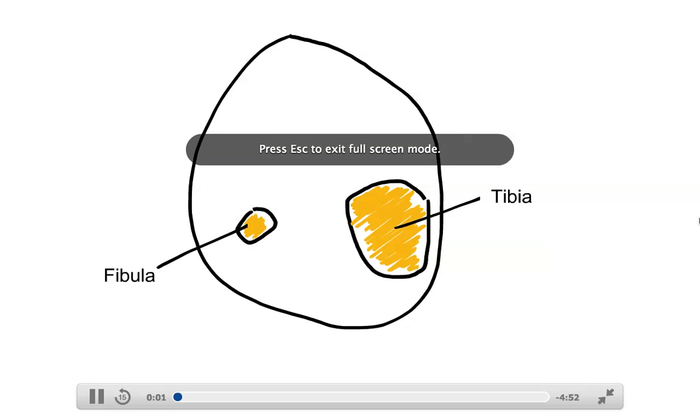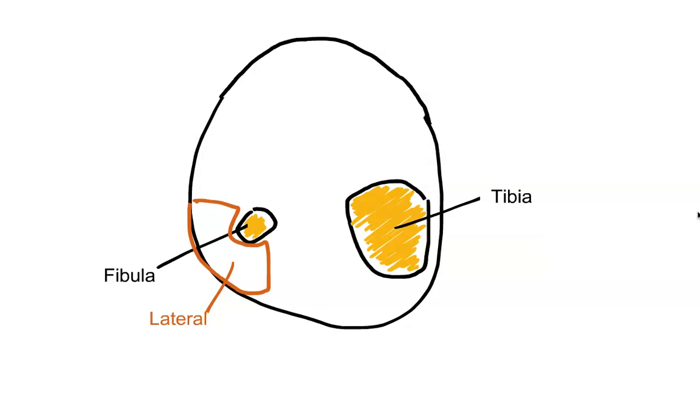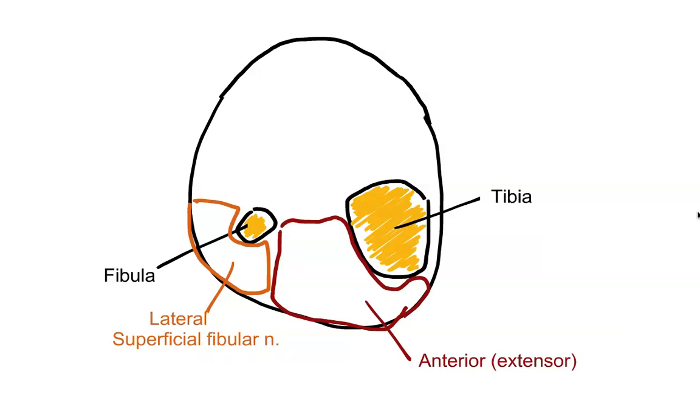The leg consists of a lateral compartment around the fibula, supplied by the superficial fibular or peroneal nerve, because it's next to the fibula, and an anterior extensor compartment between the two bones, supplied by the deep fibular nerve. This is bounded by crural fascia in front, and the two bones posteriorly.